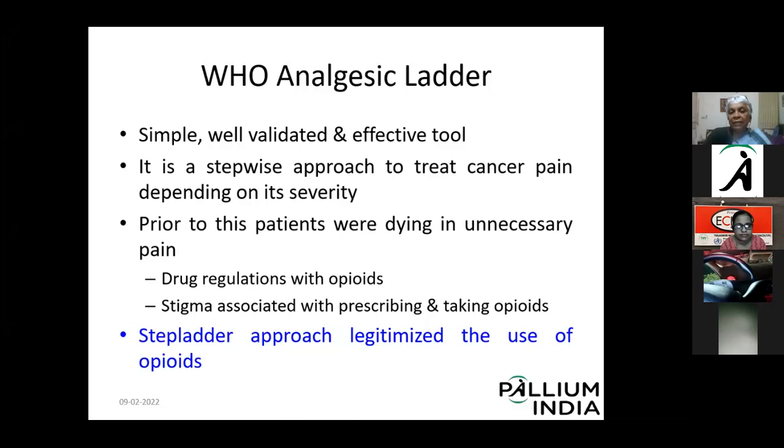The other reason was that there was a lot of stigma associated with prescribing and taking opioids. People felt that those who are taking opioids are addicts. Because of that, even relatives were very hesitant to give opioids to their relatives. They were afraid of taking it themselves, wondering whether there would be misuse or abuse of opioids. But when the WHO itself made this ladder, it virtually legitimized the use of opioids, because step 3 comprised strong opioids. So in a way, it legitimized the use of opioids for management of pain.